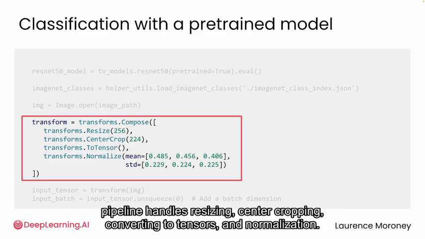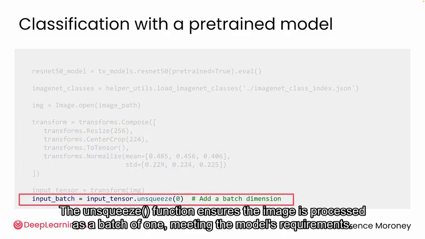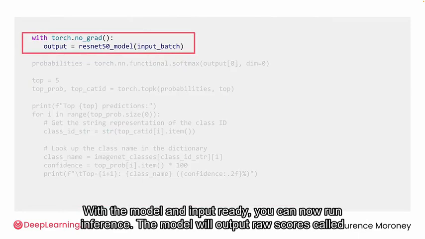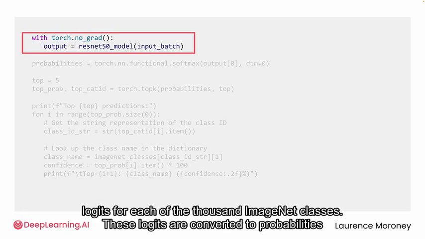A pre-processing pipeline handles resizing, center cropping, converting to tensors, and normalization. The unsqueeze function ensures the image is processed as a batch of one, meeting the model's requirements. With the model and input ready, you can now run inference. The model will output raw scores called logits for each of the 1,000 ImageNet classes.